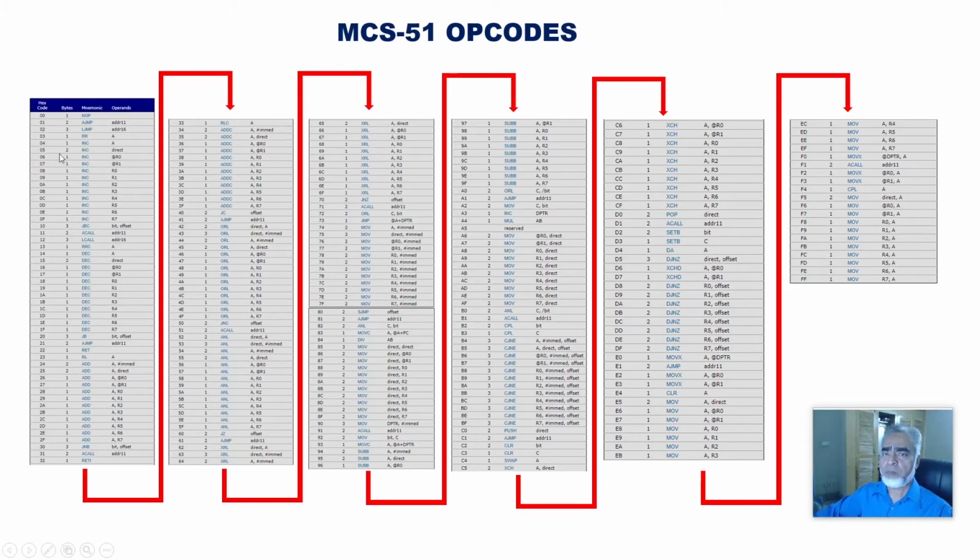02 is ljump. 03 is rotate right. 04 is for increment. 05 is for increment direct. 06 is increment at the rate R0. So we can find different opcodes for different mnemonics. We don't have to worry about the equivalent opcodes for mnemonics. We'll use mnemonics in our programming, and the compiler will convert these mnemonics into their equivalent opcodes.